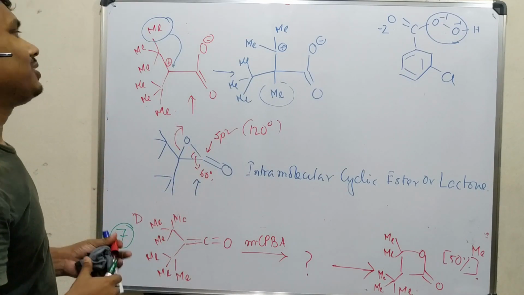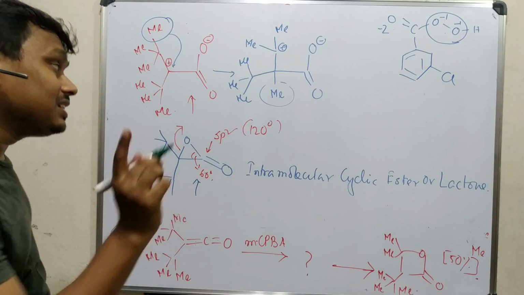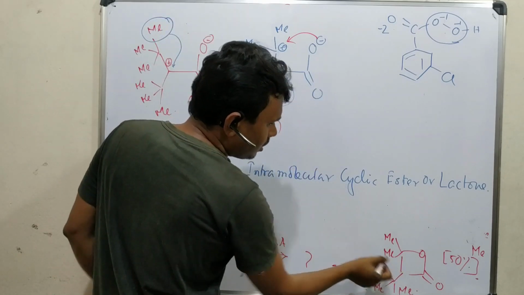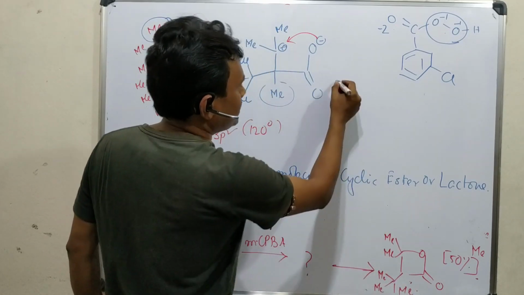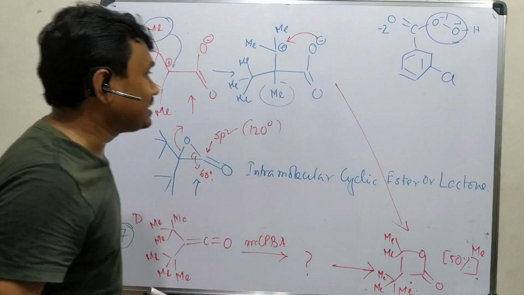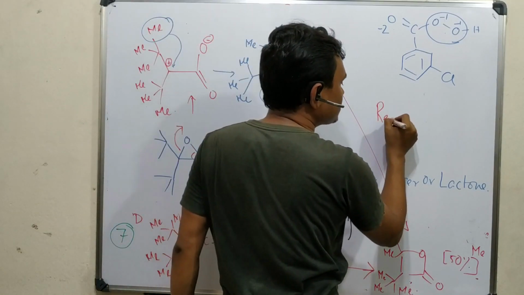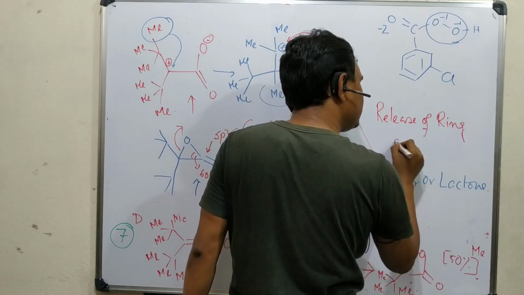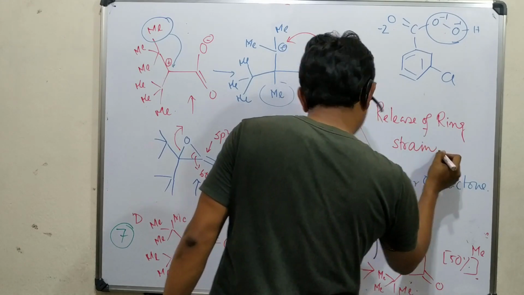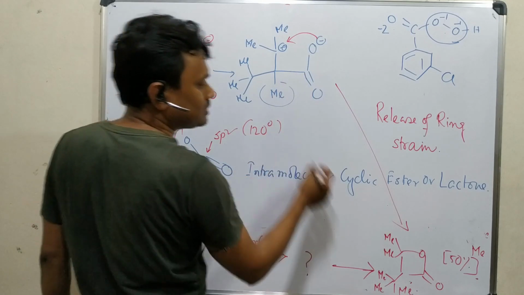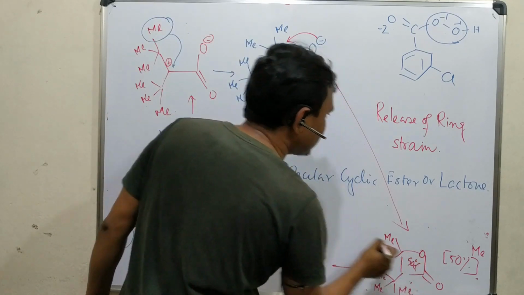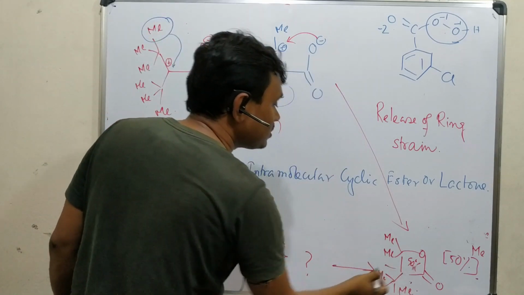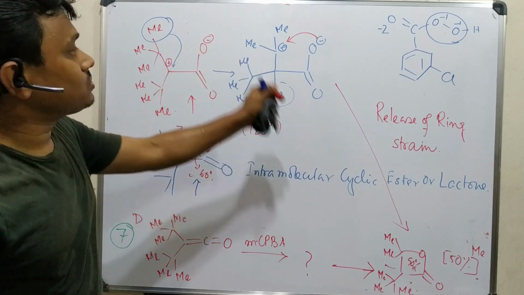Okay, fine. Now the question: what is the driving force? Why will it happen? Now it can attack here and form a 4-member ring. See this. If it attacks, this will be formed. Now the reason: release of ring strain, from this around 60 degree to this around 90 degree. That is 90 degree, not centigrade. So this is the reason why this reaction will go and end up here. So in this way, this reaction happens.